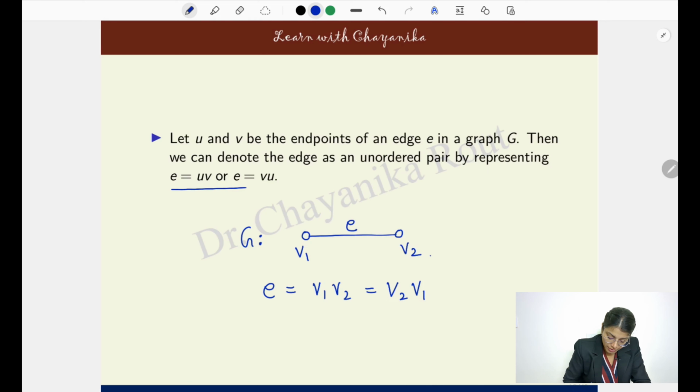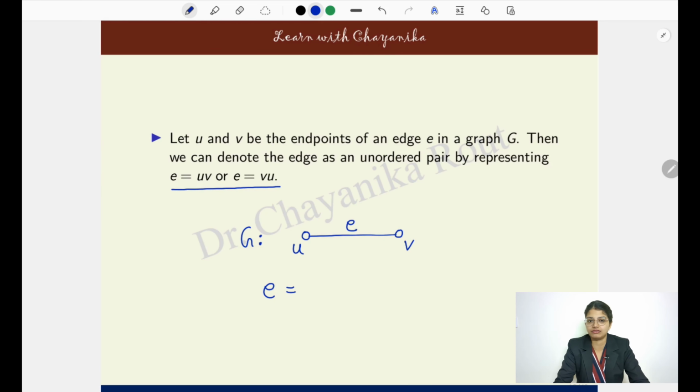In the bullet point, we have mentioned UV, so let's name them UV only. As I have told, you can label your vertices with any alphabets you want. Then E can be represented as UV or can also be represented as VU. Order doesn't matter. Who is the initial vertex and who is the terminal vertex is not important to me. Just name your edge and you can represent that edge in terms of the end vertices in any order you want. That is why an edge is an unordered pair.